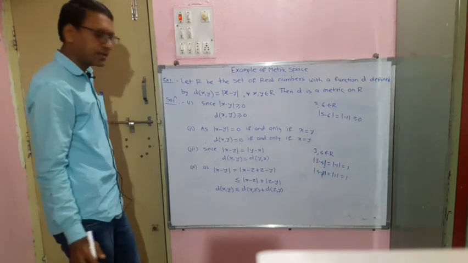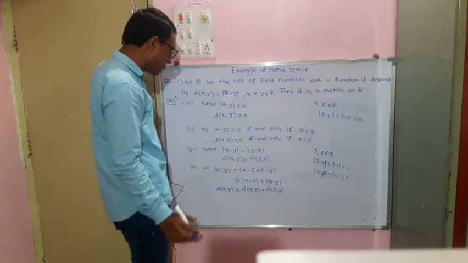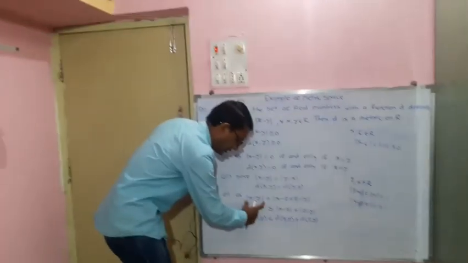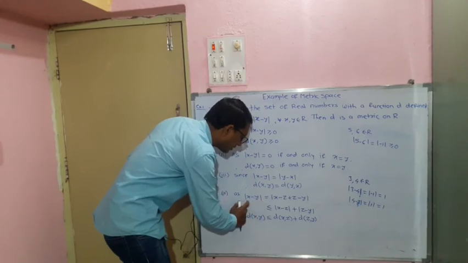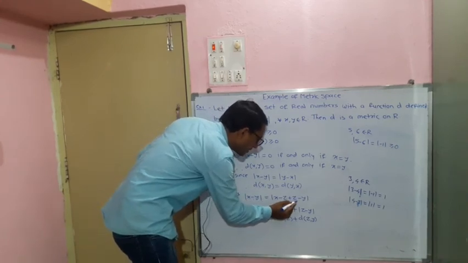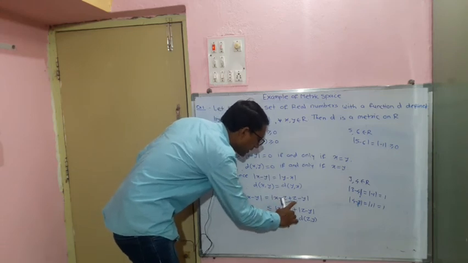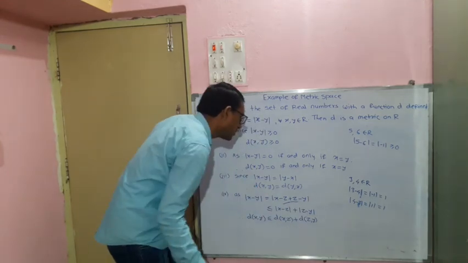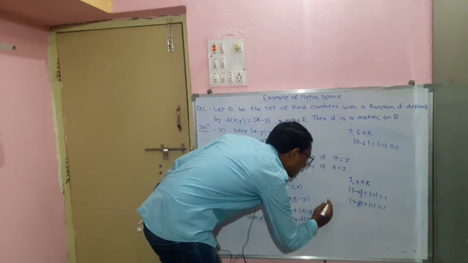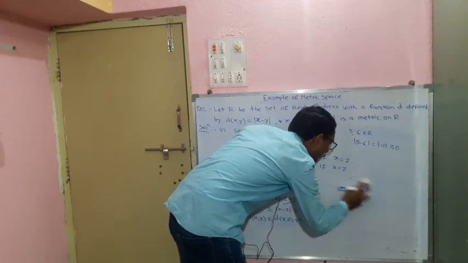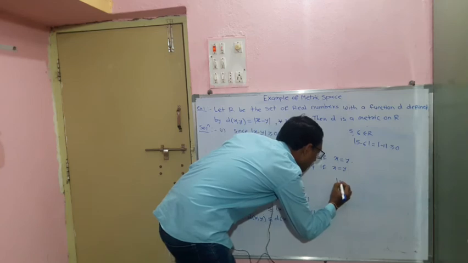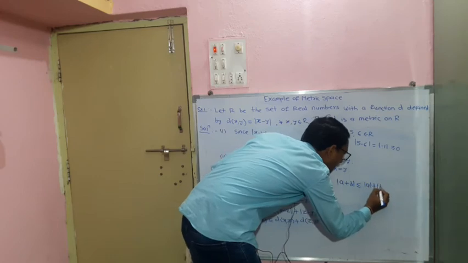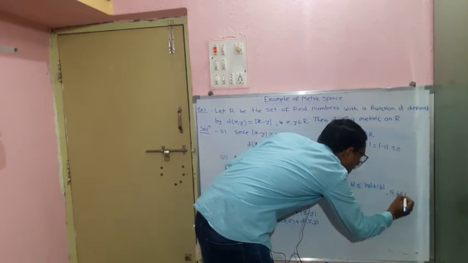And last is the triangle inequality. For the triangle inequality we consider mod of x minus y. In this mod of x minus y, we subtract z and again add z. Now I want to use one modulus property. The modulus property is that mod of a plus b is less than or equal to mod a plus mod b. This is true for any two real numbers.